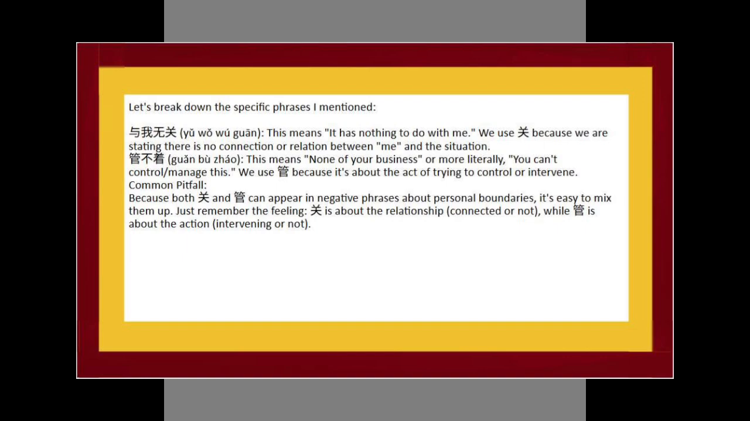Common pitfall. Because both 关 and 管 can appear in negative phrases about personal boundaries, it's easy to mix them up. Just remember the feeling: 关 is about the relationship, connected or not, while 管 is about the action, intervening or not.